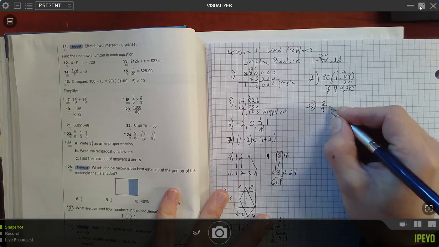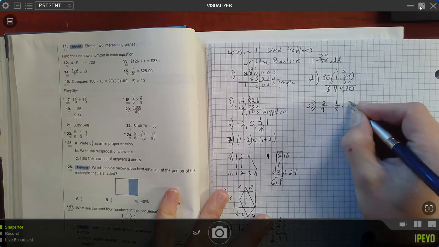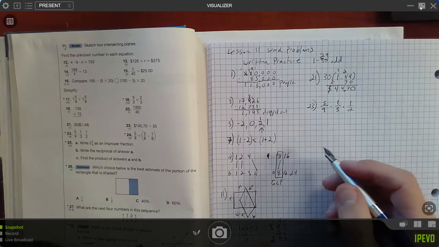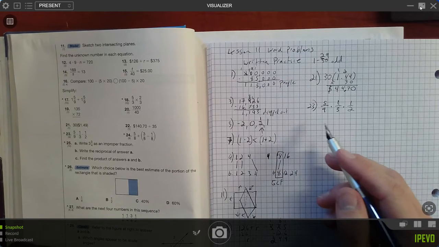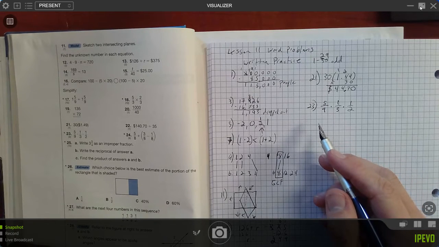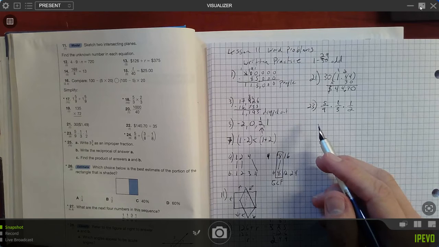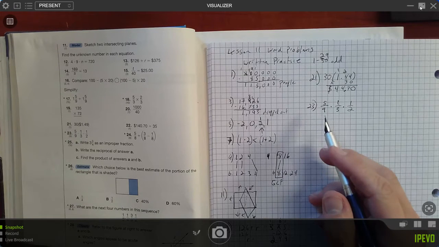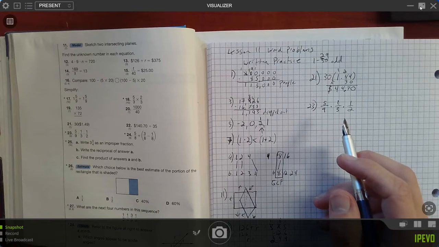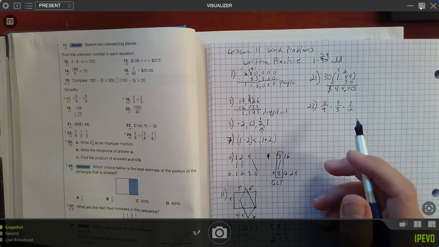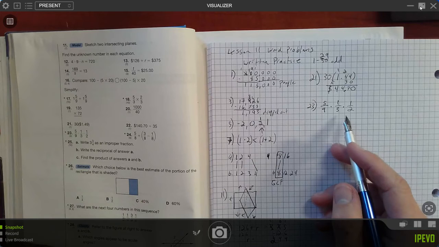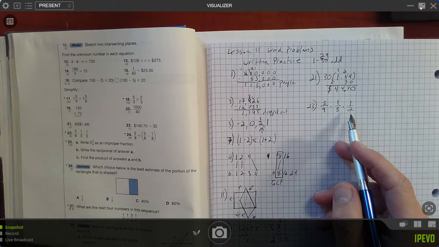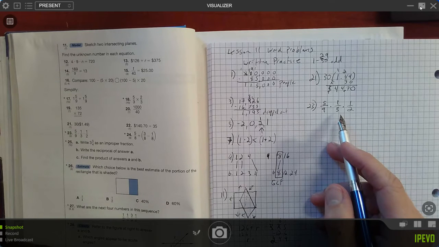5 ninths times 1/3 times 1/2. Okay. Now, one of the weird things about fractions is when you multiply fractions, it does not get bigger. It gets smaller. Multiplying by a fraction is actually the same as dividing. And so really what you have is 5 ninths divided by 3 divided by 2. Which makes sense because a half of something is the same as dividing it by 2, a third of something is the same as dividing it by 3.